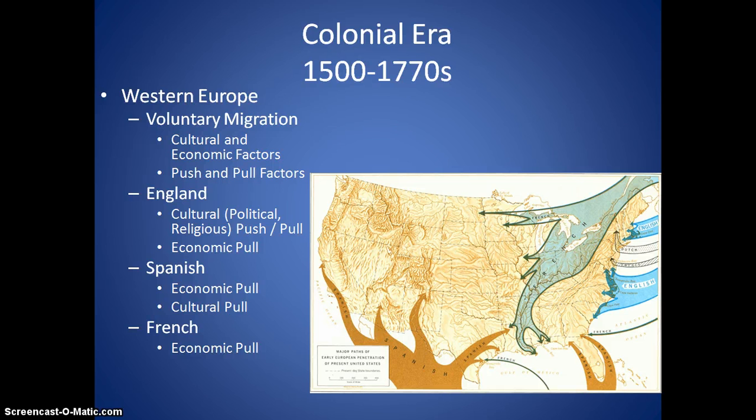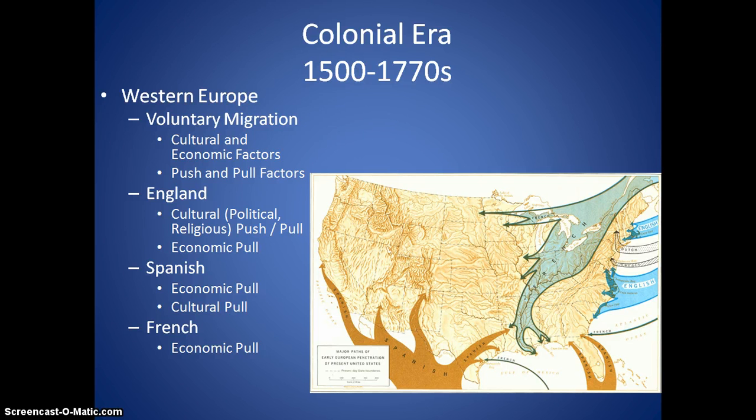So if we look at the Western Europeans, one of the most important elements to notice is that it is a voluntary migration. You have really all the push factors and pull factors at play here. They're both cultural and economic pull factors. Not so much environmental, but definitely the cultural and economic factors. And we can look at those as both push and pull factors. So if we look at England, you definitely had the cultural push factor, looking at political and religious, as well as those being pull factors.